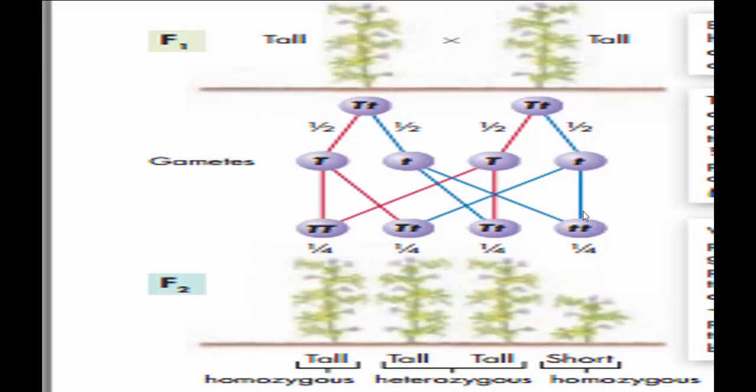Now over here we have homozygous recessive. This is going to be short because there is no dominant trait. There are 2 recessive traits, and because there's no dominance here, it's going to be the other outcome, which is short. So we call this homozygous recessive. Homozygous because we have 2 lowercase t's. Homozygous recessive because there's no dominant traits. Over here, heterozygous. Over here, homozygous dominant. And these 4 plants are all part of the second generation.